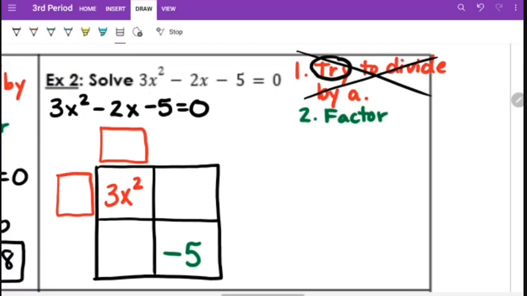Can I get a volunteer to tell me if they can think of anything that multiplies together to give us 3x squared? Any thoughts? So x times x isn't going to work because that just gives us x squared. But we need a 3x squared, so we're going to have to get a 3 in there somewhere. Does anybody have any ideas? Joel, what are you thinking?